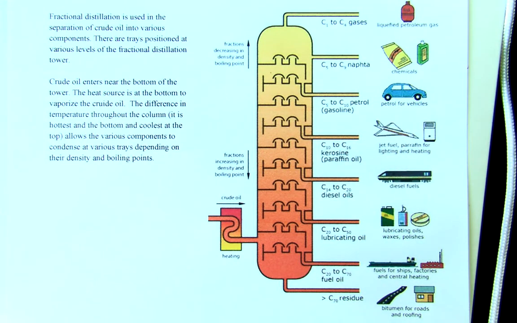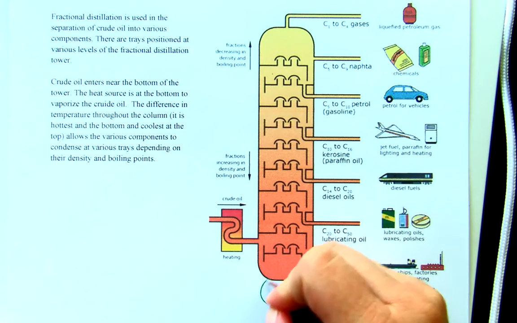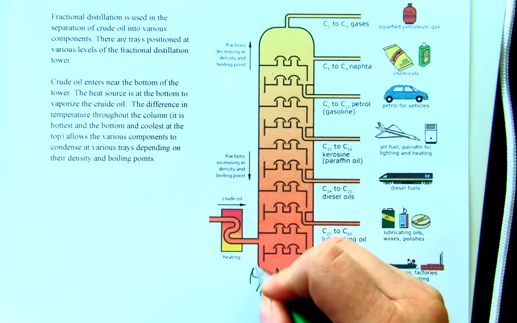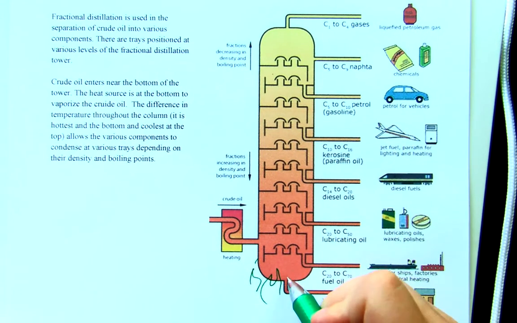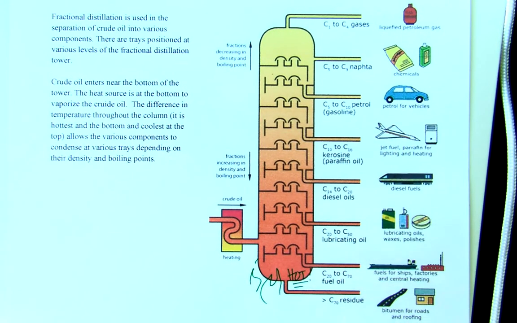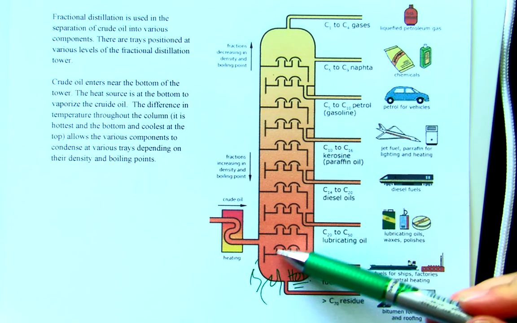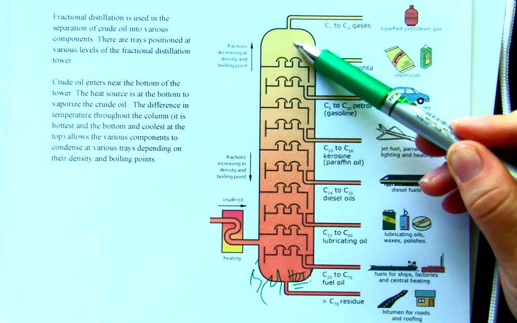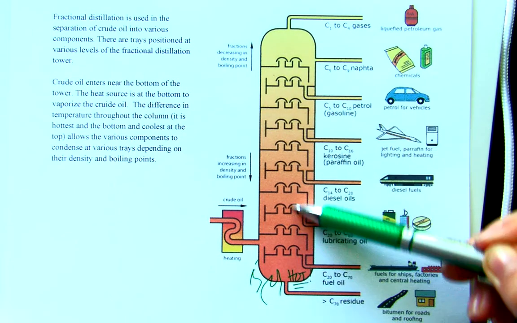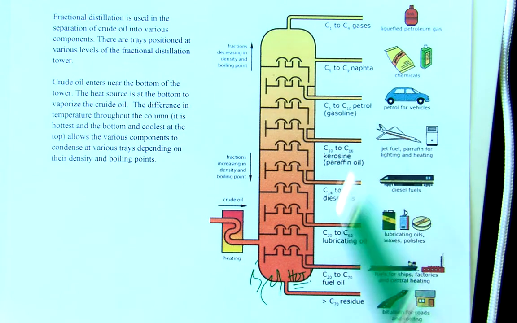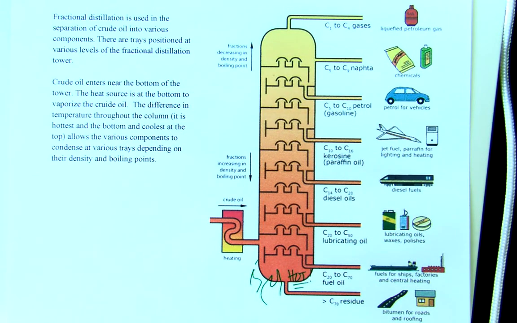Crude oil enters near the bottom of the tower. The heat source is at the bottom of the tower. So we have some fire or whatever down there. It's hot. The difference in temperature throughout the column, where it's hottest at the bottom and coolest at the top, allows the various components to condense at different trays, and you can separate those out. This completely takes advantage of the different densities, the different boiling points, and the different intermolecular forces here.